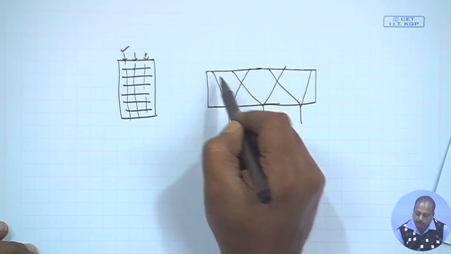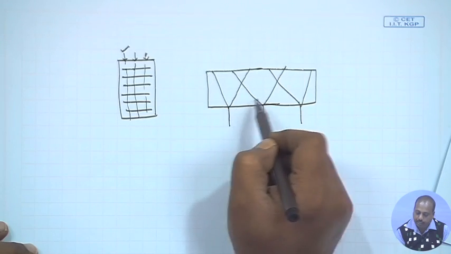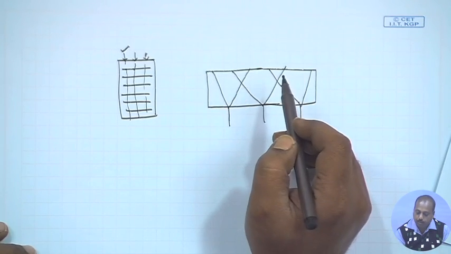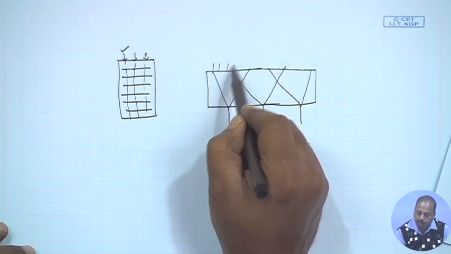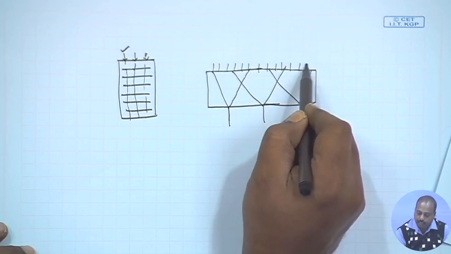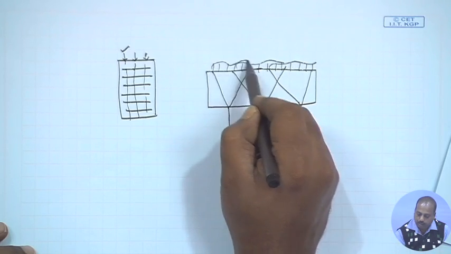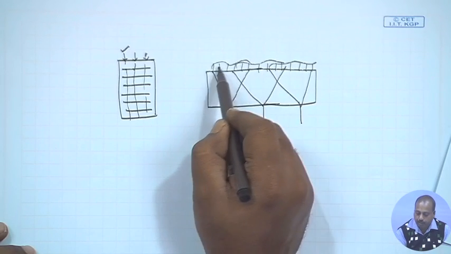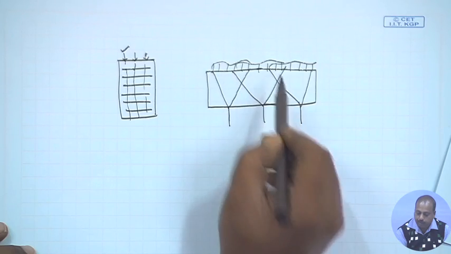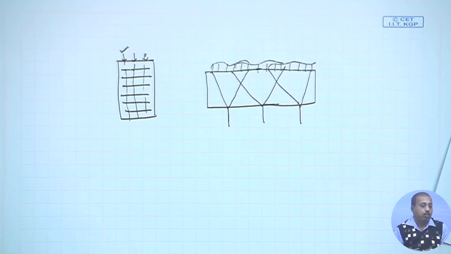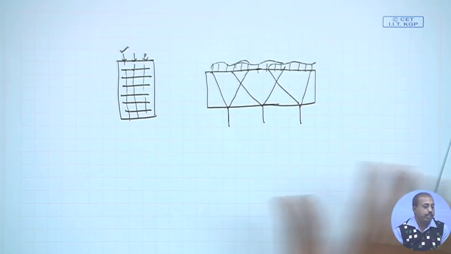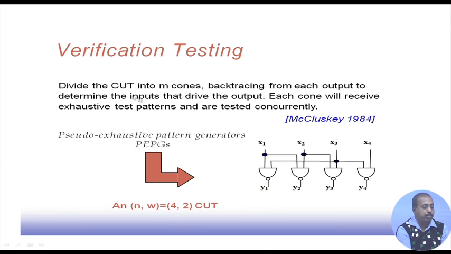One possibility is that I test these cones separately, one at a time. The other possibility is that I apply the patterns in such a fashion that it is exhaustive for this cone, this cone, and this cone. So for each individual cone it is exhaustive, but the testing is done concurrently. That is what is said here: each cone will receive exhaustive test patterns and naturally they can be tested concurrently. This is one type of exhaustive testing.